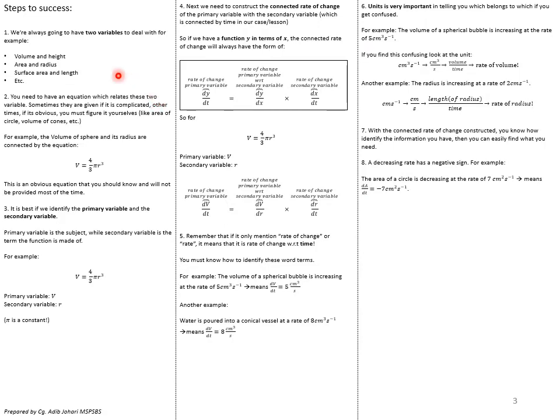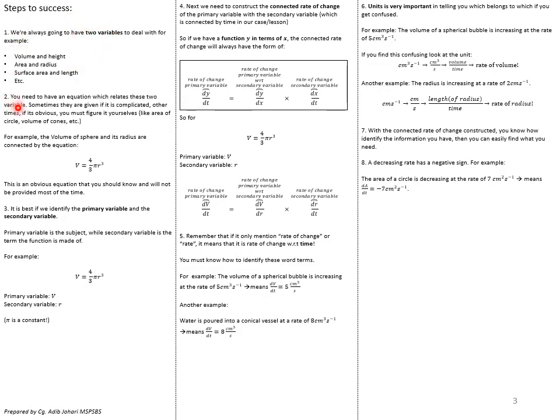Here I'm going to discuss the steps to success in solving questions on connected rate of change. Just try your best to read and understand these steps. We'll do examples afterwards. Number one, you're going to have only two variables to deal with. For example, the previous example is area with radius. Another example can be volume with height or surface area with length. It's always going to be two variables.